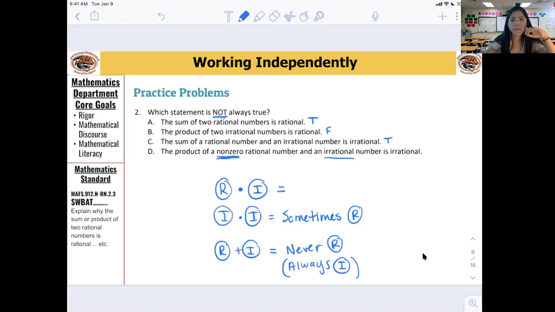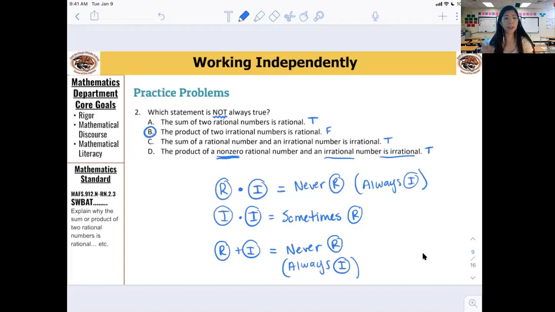It will never be rational. Never rational. So since that's never rational, that just means that it's always irrational. So that's true. That's always true. So the only one that is false, the only one that they're telling us is rational, but that's only sometimes. It's not always going to be rational. So B is the one.